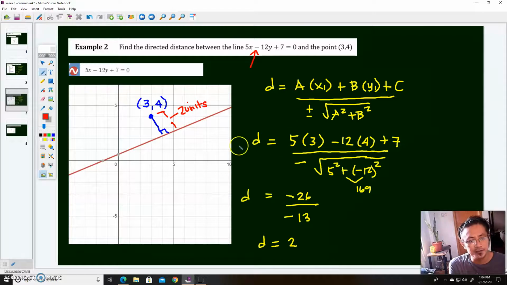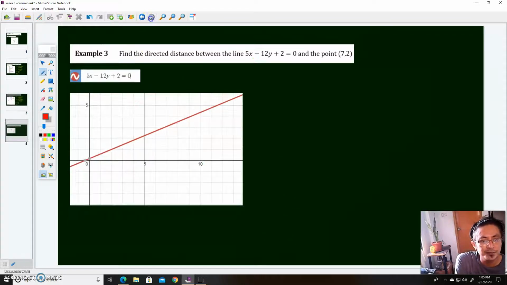Again, simple, right? Now let's go to the last one. Find the directed distance between 5x minus 12y plus 2 equals 0. Again, it's a graph, and the point (7, 2). Now let's plot the point (7, 2). The point (7, 2) is here. And of course, we are expecting the directed distance to be this distance, shorter than the previous two.